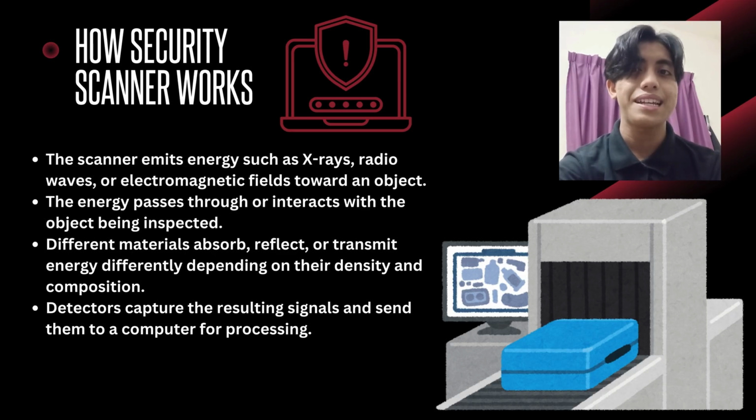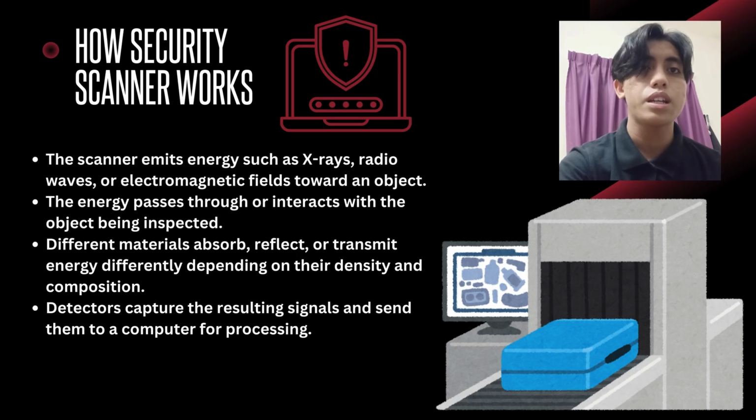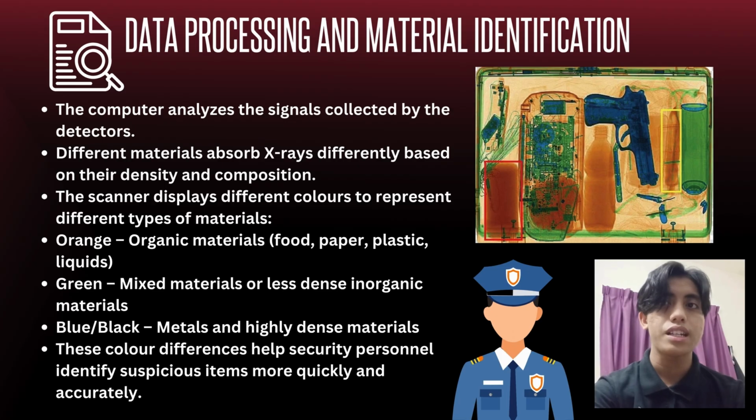The remaining X-rays are then captured by a detector located on the opposite side of the scanner. This detector converts the X-rays into electrical signals and sends the information to a computer system. The computer processes the data and generates an image that allows security personnel to see the contents inside the object quickly and safely. Next, we move to data processing and material identification.